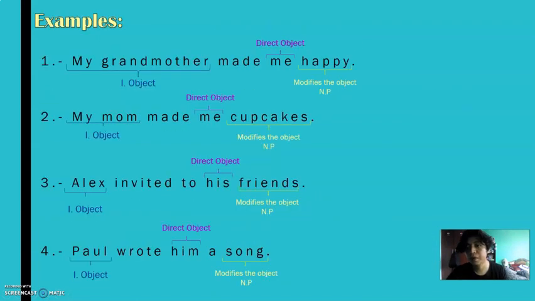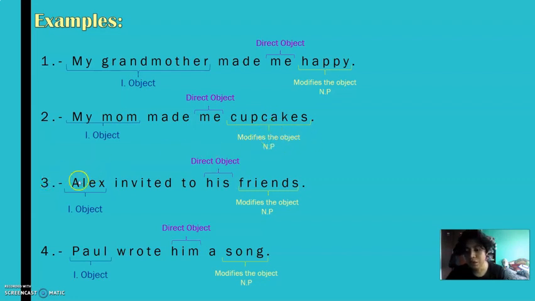Next, we have examples. Okay, in this part we have sentence number 1: "My grandmother made me happy." Okay, in this part there are important remarks. "My grandmother" is the indirect object, "me" is the direct object, and "happy" is the noun phrase and modifies the object. Okay, continue. Sentence number 2 is "My mom made me cupcakes." "My mom" is the indirect object, "me" is the direct object, and "cupcakes" is the noun phrase and modifies the object.